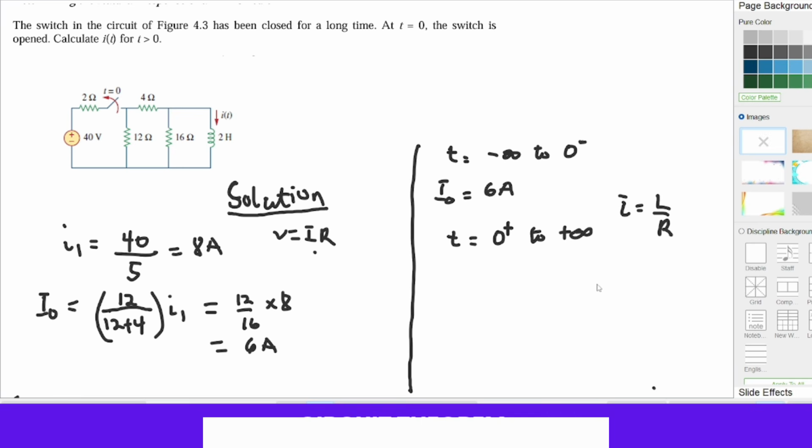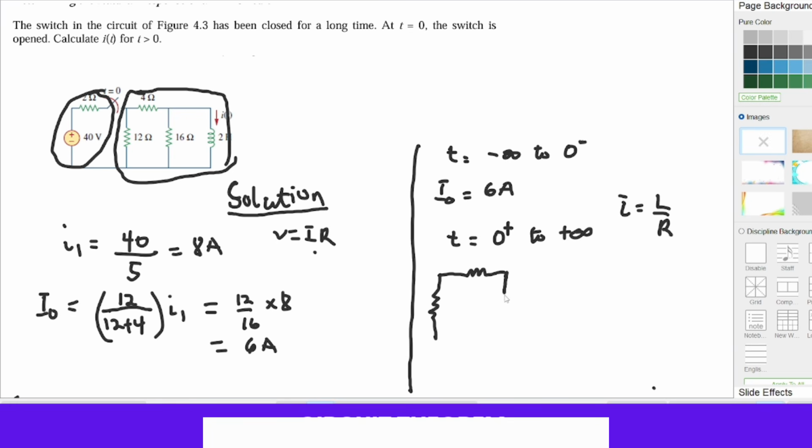So during this time, we can say that our t is equal to 0 at this point. This whole thing is open, hence this aspect goes away. So since this aspect goes away, we have only this branch left. So we redraw it as this, that, and that. Now we have our short circuit here.